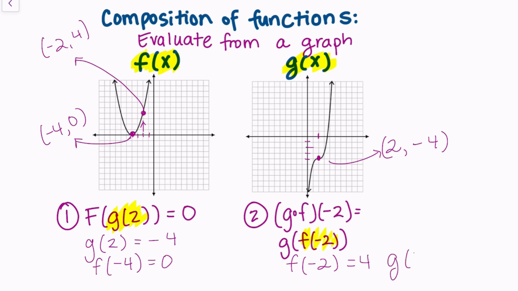So now I'm going to find g of 4. And g of 4, if I go to 1, 2, 3, 4, find this point. And that is also at 4. And so because this is the point 4 comma 4, then my entire answer is 4. So all you have to do here is take the inner function and evaluate that first and plug that value into the outer function.